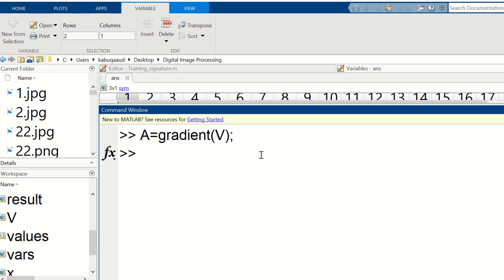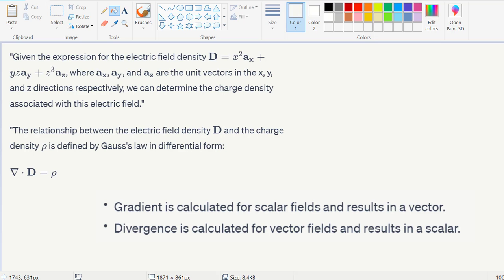Let me show how you calculate the gradient at a certain point in MATLAB. To calculate this gradient at point 1, 2, 3, I'm going to use the function subs. We are replacing x, y, and z by 1, 2, and 3. And here's the answer.